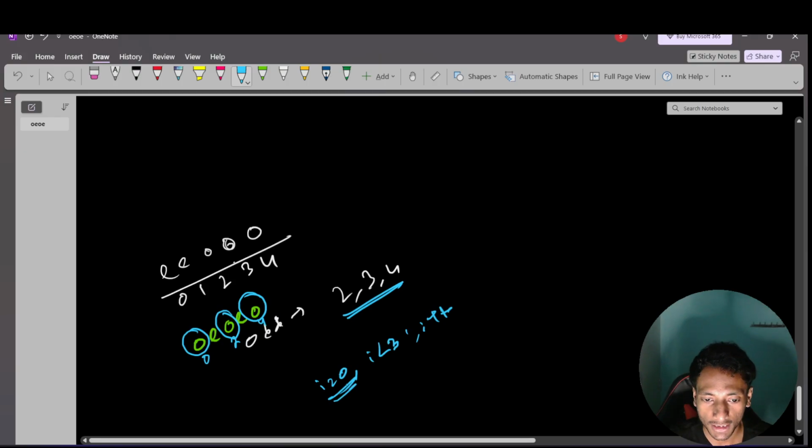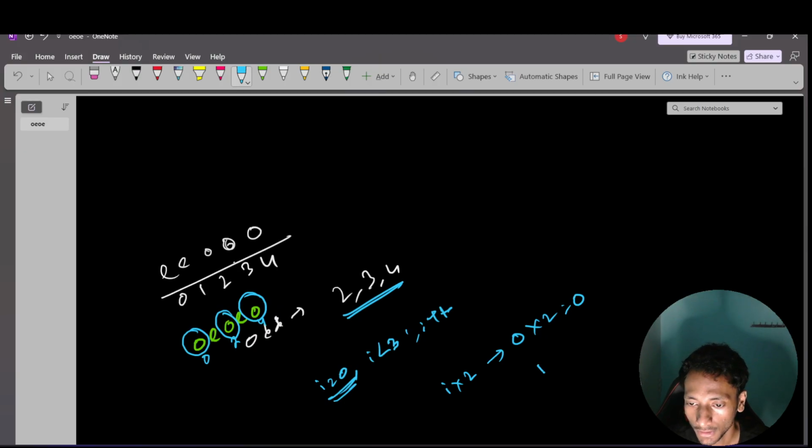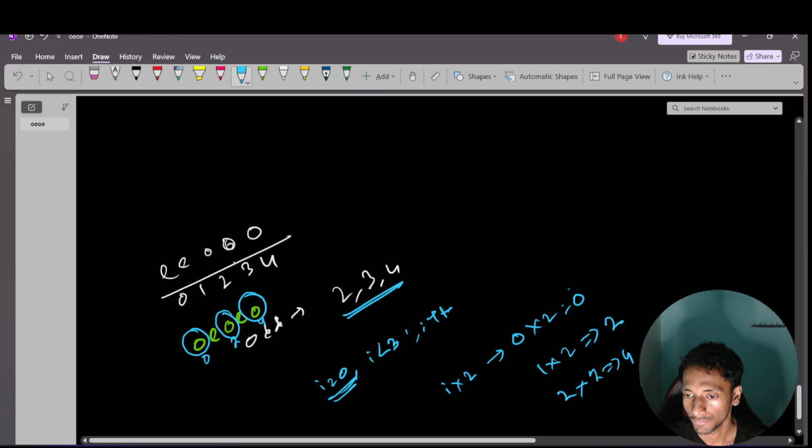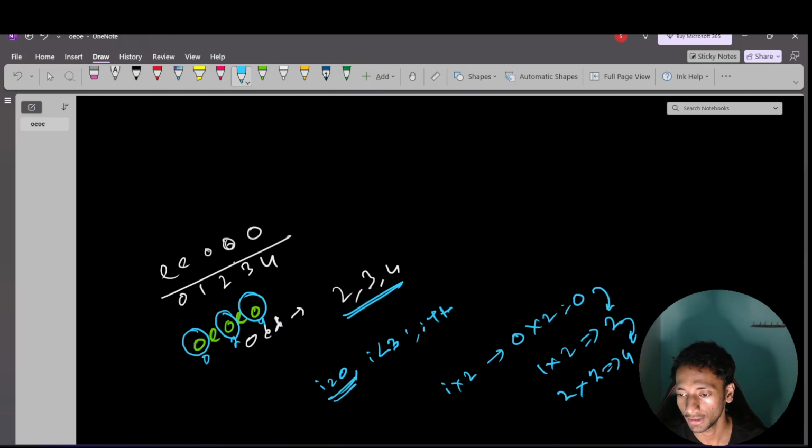Our current target position will be what? i into 2. That means first it will be 0 into 2, which is 0. Next it will be 1 into 2, so the next position is 2. Next, for the current number, it will be 2 into 2, which is 4. Similarly, next it will be 6, next it will be 8. The next available position will be 8.